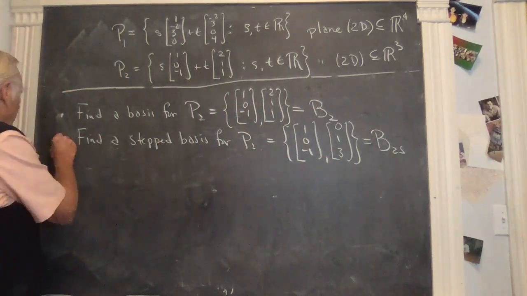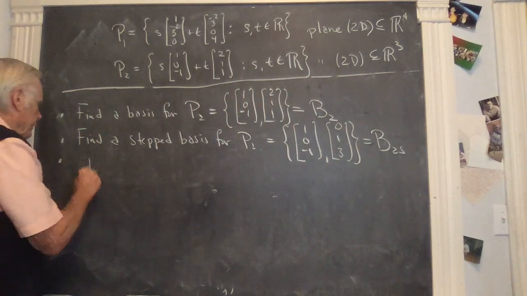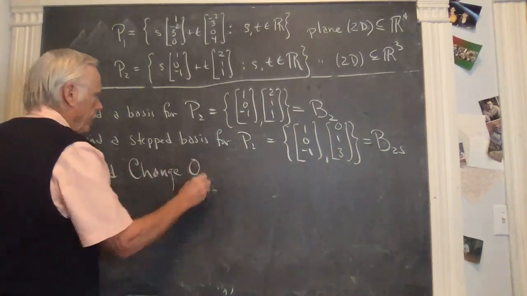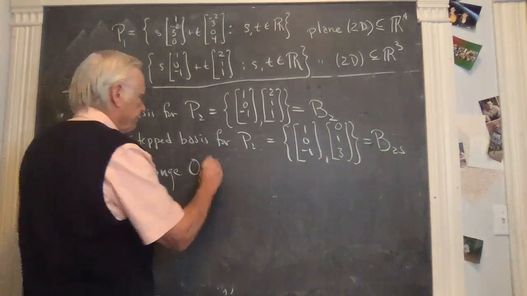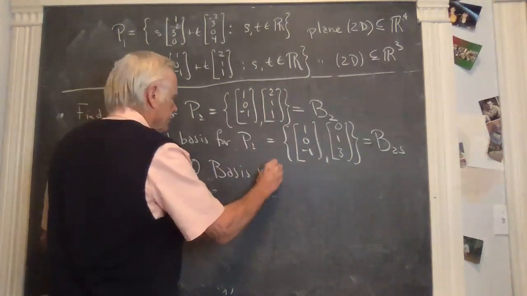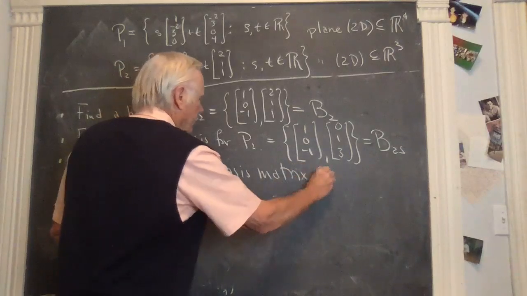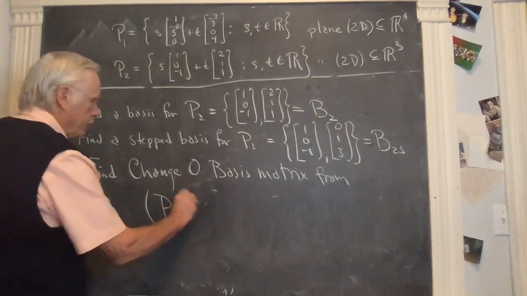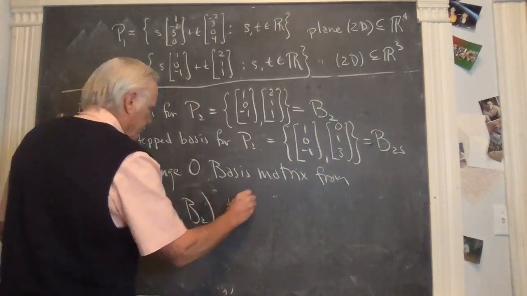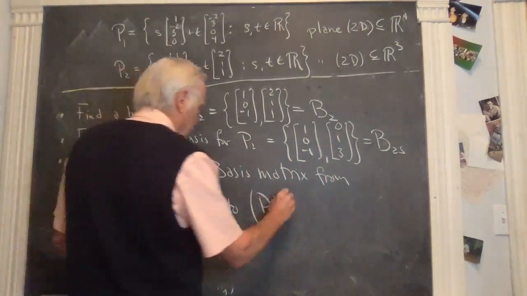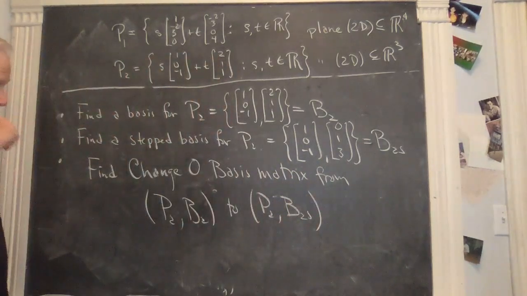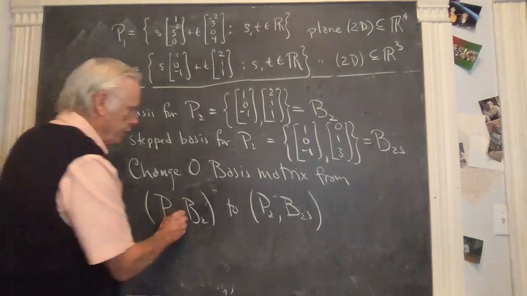Okay, now the next question is change of basis. Find change of basis matrices from, say, the subspace P2 with basis B2 to P2 with basis B2S. So find this change of basis matrix from here to here.